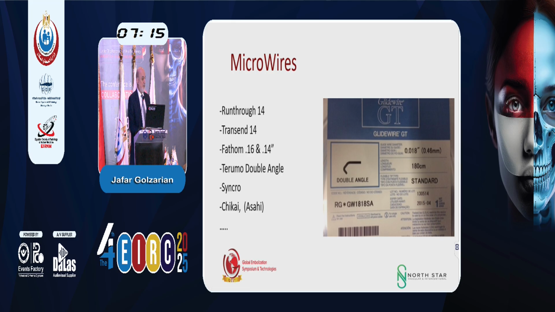There are different types of microwires. I usually go with the cheapest one and the one that can get you through the majority of cases. Run Through is a cardiology workhorse microwire that is very useful. If that doesn't work, I usually take a Transcend 14. And then there are multiple other wires that you can familiarize yourself with.